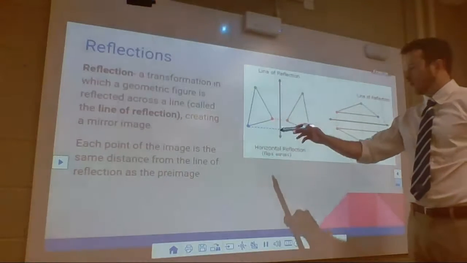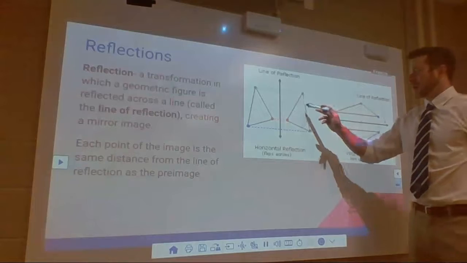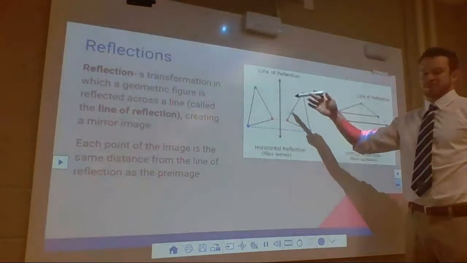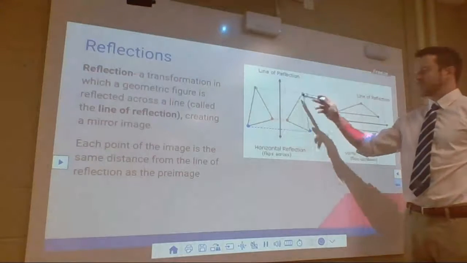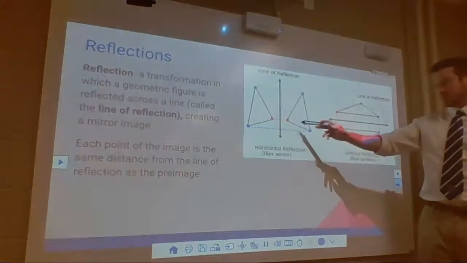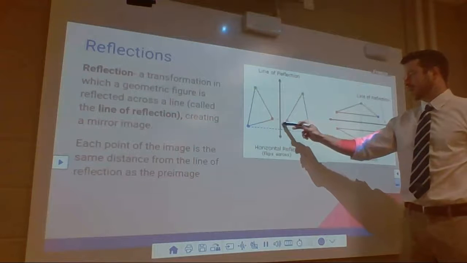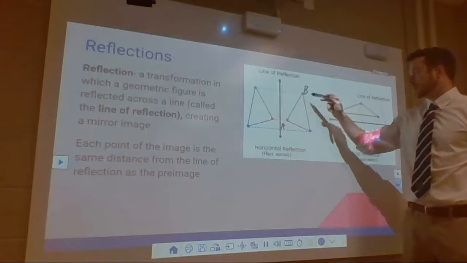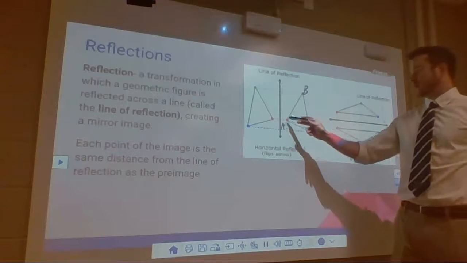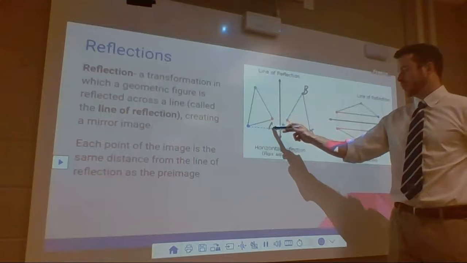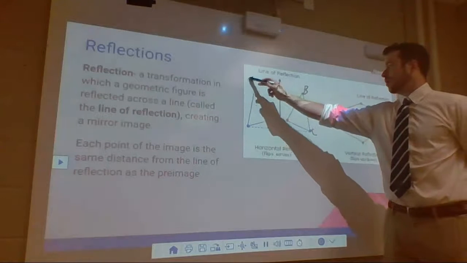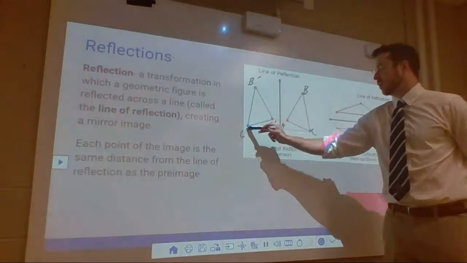So here we have a horizontal reflection. Let's say this is the pre-image. It's hard to tell which one is the pre-image, which one's the image, but I'll start right here. Here's the pre-image. Let's say it's triangle ABC. Well, it's going to reflect to become triangle A prime, B prime, and C prime.